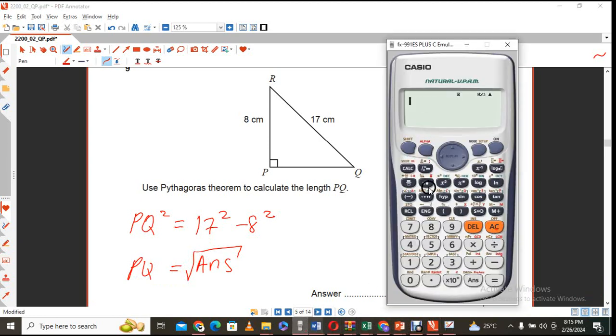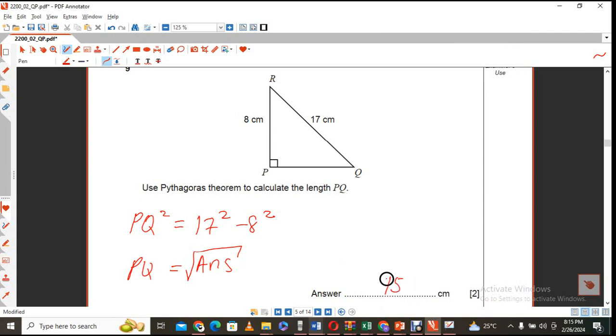You can put everything under the square root. You say 17 squared minus 8 squared, and that gives you 15. So 15 centimeters. You're looking for a short side. Short side, you subtract, not just subtracting the numbers, but the squares of those numbers.